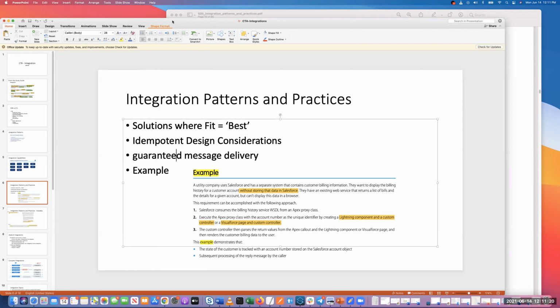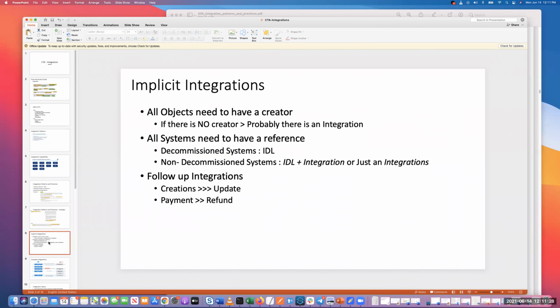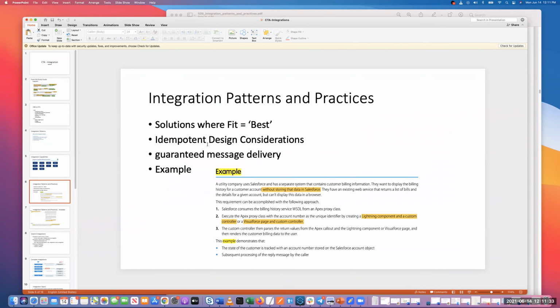Guaranteed delivery is also very important, because if you look at the ESP, I highlighted the keyword guaranteed delivery. Search the document for idempotent and guaranteed delivery and do your own reading. But I feel these two topics are very important.